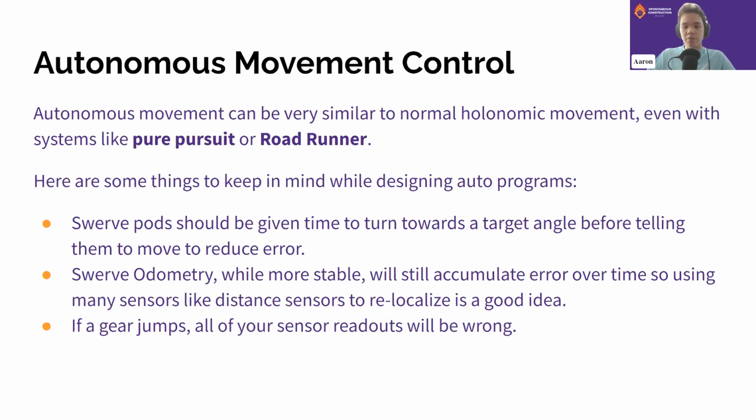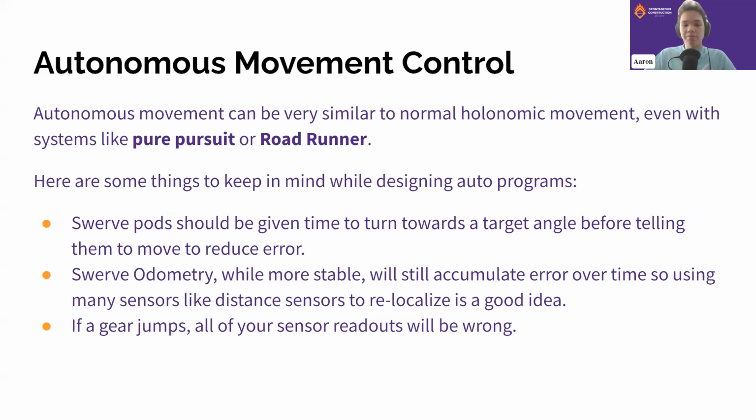Here are some additional tips when designing auto programs with a swerve drive. First of all, you should give the swerve pods enough time to turn towards the target before telling them to move. In the case of running a teleop, oftentimes you'll give it the angle and then the pods will turn, and some pods will actually reach the target angle before the other ones do, which means they'll start moving first. This isn't necessarily much of an issue in teleop because our human brains are able to account for that error pretty effectively. But in autonomous, you want to get rid of as much error as possible. So it's a lot better to just give the pods time to turn first and then tell them to start moving.